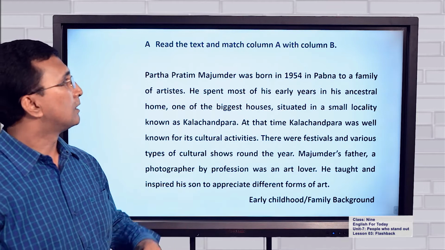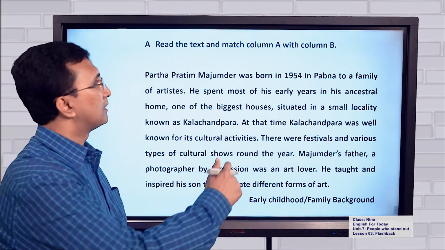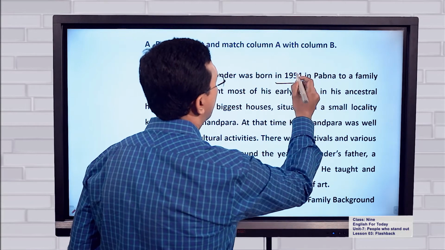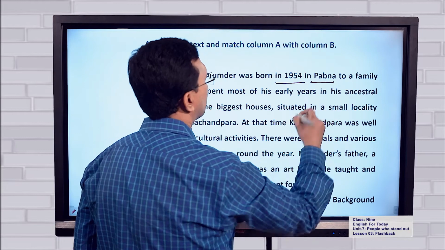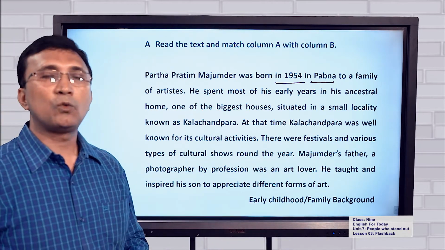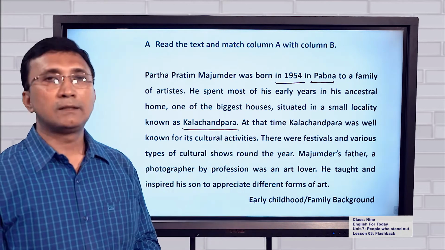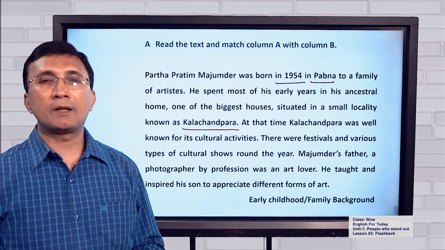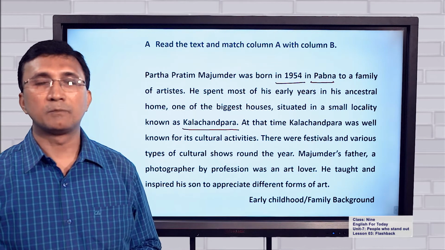For example, when was Majumdar born? He was born in 1954. Where? Pabna. Then, what is the name of the locality? Kalachandpara. In this way, if we can remember this information, it will help us to understand the passage better.